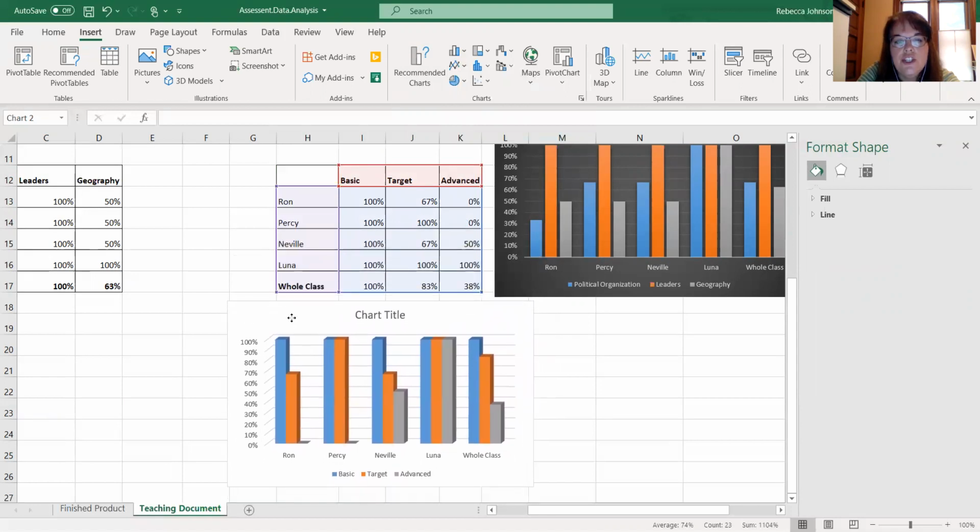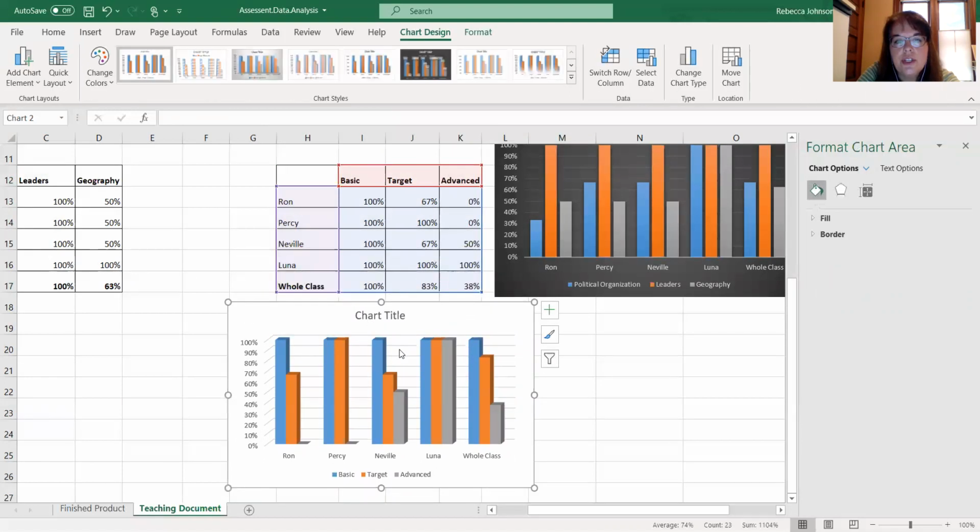All right, this really is student level data, right? So this is student level data in terms of the complexity of the question, right? Because it's looking at Ron. The bars are telling me about students. So I'm using this to say, tell me about Ron, tell me about Percy, tell me about Neville. Maybe that's not what I want to do.